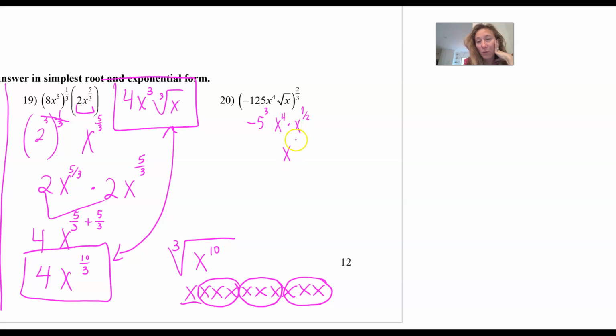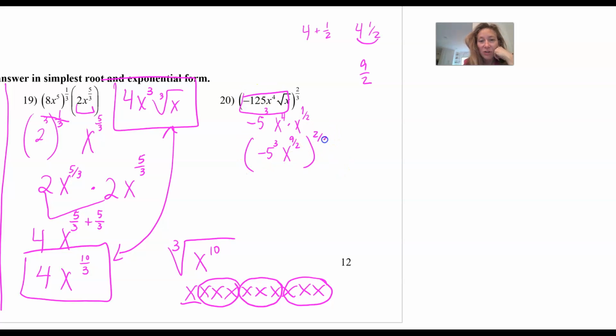4 plus 1/2 is 4 1/2. But 4 1/2, if I was going to write that, it would be 5 halves. No, it wouldn't. 4 plus 1/2 is 4 1/2. Then I do 4 times 2 plus 1. So 8 plus 1 is 9 halves. All right, so it's 9 halves. Negative 5 to the 3rd. Okay, so that's just what's inside here. Wow, even I got a little jumbled with that.